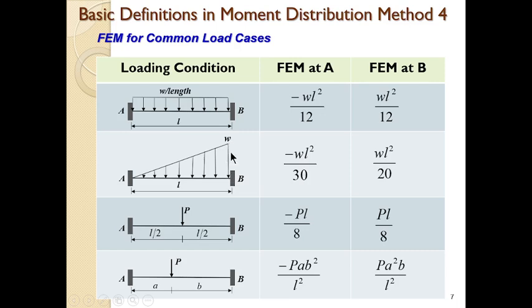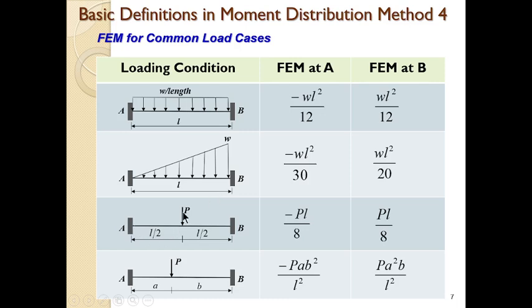So if the load was to be laterally inverted, that is, we now have this side to be here, what you will have here will be minus wL squared over 20, and what you have here will be wL squared over 30.